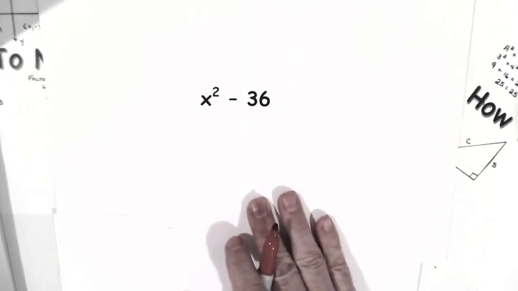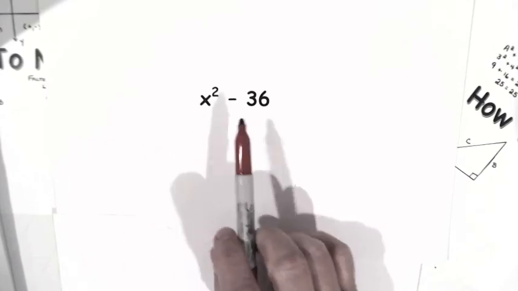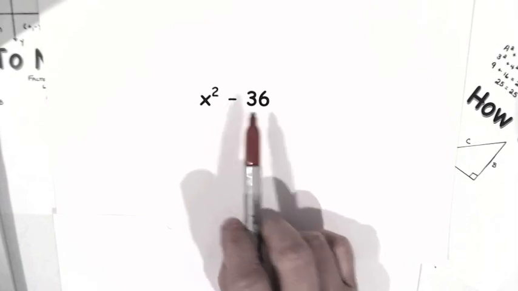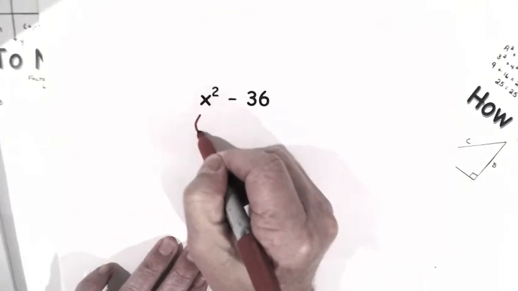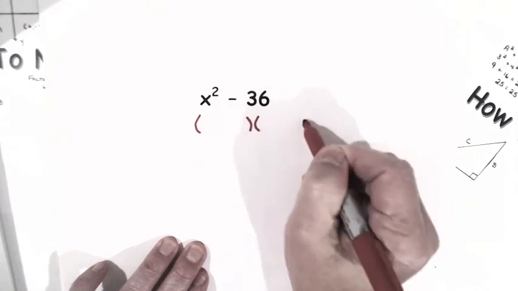So let's go through that procedure again with this one. I check and see if it has a greatest common factor. There's no greatest common factor. There is a minus sign. This is a perfect square, and I have an even exponent. This can be factored. I need to make two sets of parentheses. That's what I'm going to do.